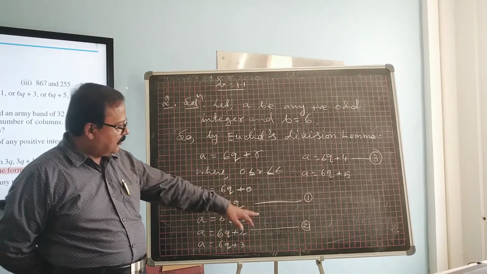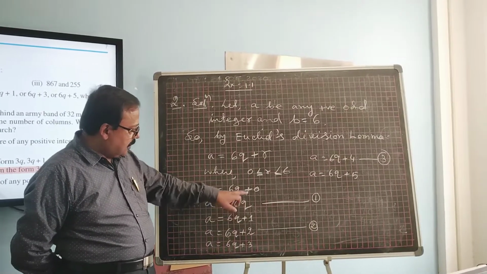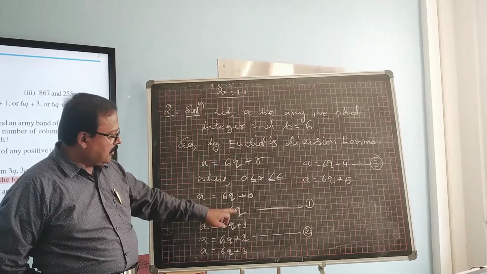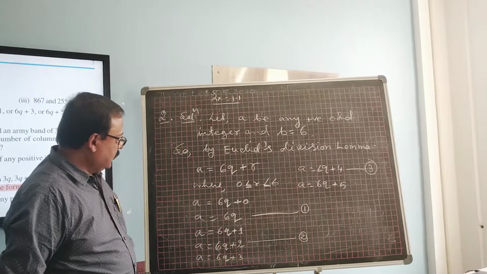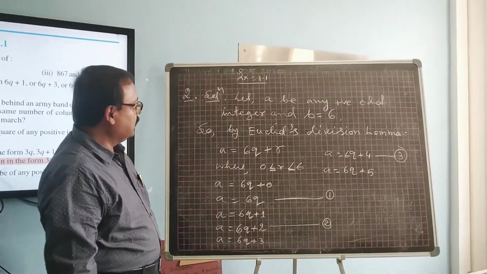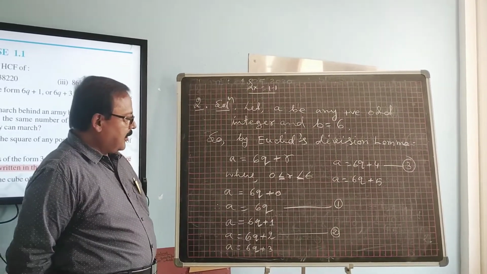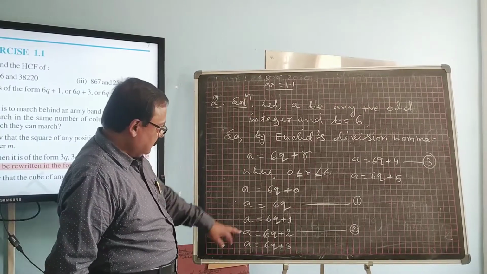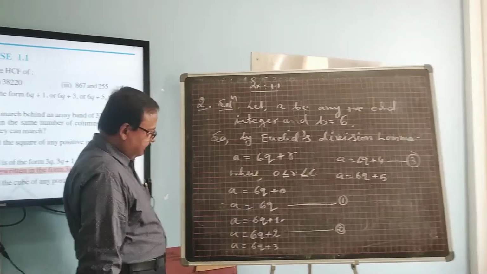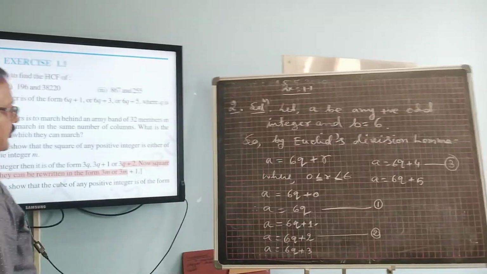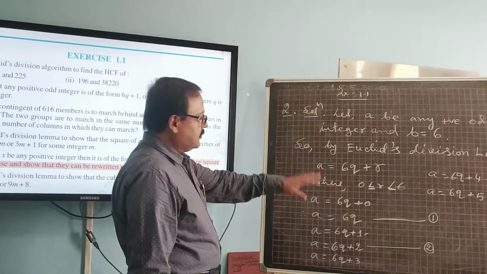Why did I put the numbers 1, 2, 3 here? Because these are the numbers we found to be even numbers. So 1, 2, 3, these are the even numbers. And except these, what numbers are found? 6q plus 1, 6q plus 3 and 6q plus 5, where q is some integer.